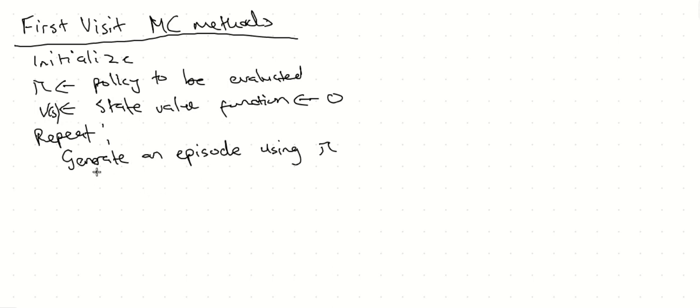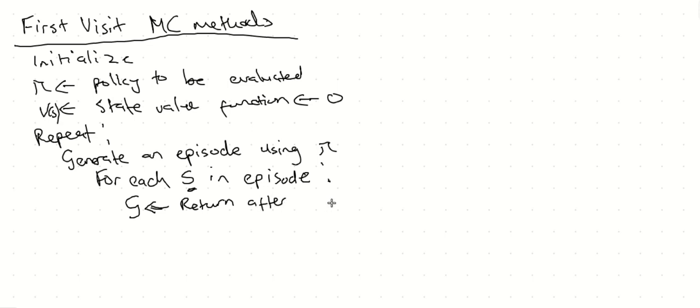So for each S in the episode, what are we going to do? G is the return after the first occurrence of S. So G is not the return after the end of the episode, but the return starting from the first occurrence of S, the actual return we end up getting. So this is what G is: the return after the first occurrence of S.